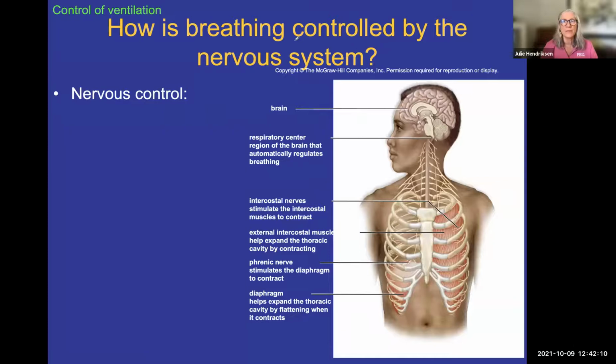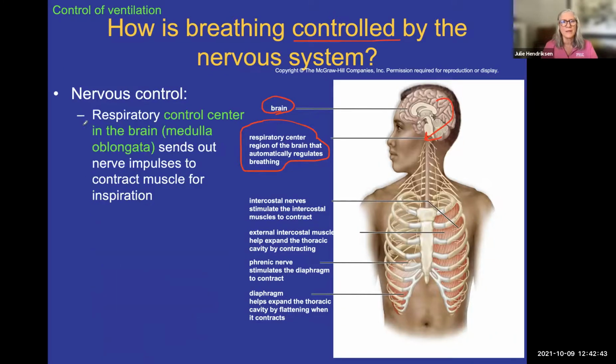A quick note about regulation or control of the breathing cycle. Up in your brainstem, there's a respiratory center, a region of the brain that automatically regulates breathing, right? We don't have to tell ourselves to breathe. It's going to happen automatically. We can adjust our breathing. We can hold our breath. We can breathe faster by the brain giving information to the brain stem and saying, we're going to adjust the breathing rate. But overall, there is this automatic regulation through the brain stem. And that control center in the brain is in an area called the medulla or the medulla oblongata. So again, regulation starts in the brain.